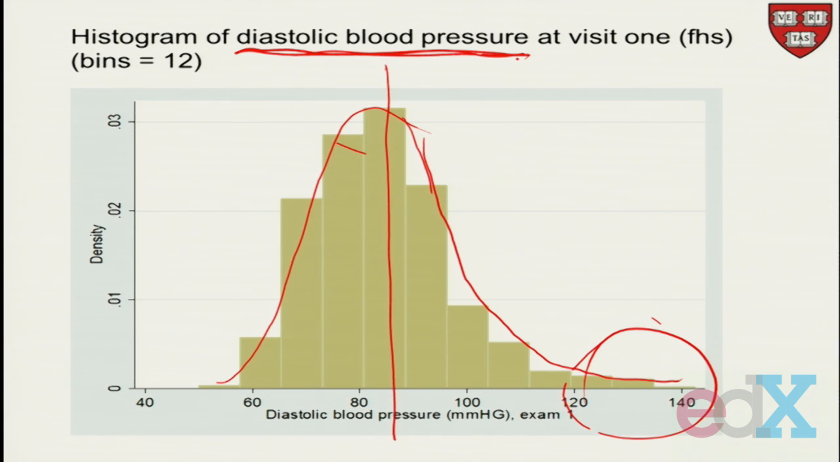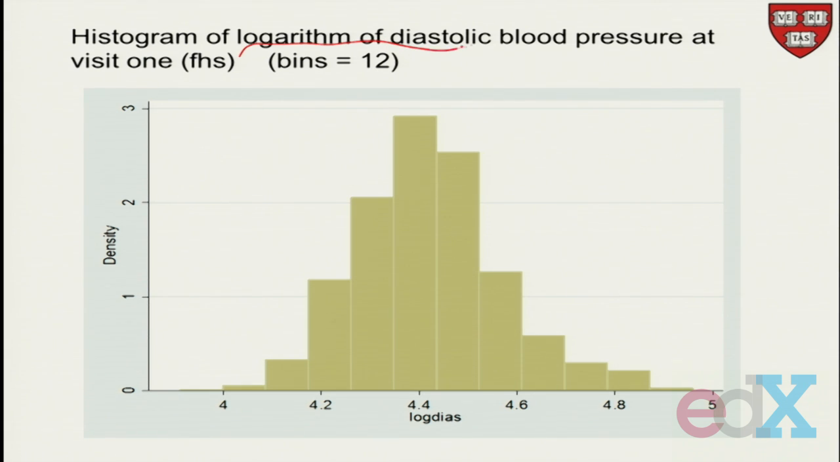So for each person, if we took the logarithm, we can define a new variable, which is related to the old one by just taking the logarithm. And what we get, if we do the histogram of the logarithm of diastolic blood pressure, here it is, we see something that's very much closer to symmetry. So this tail is sort of pulled in. We sort of pulled this tail in quite a bit.